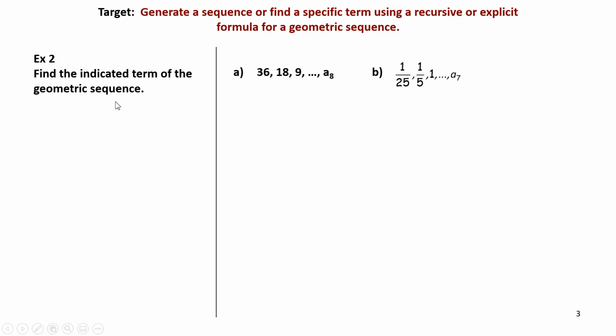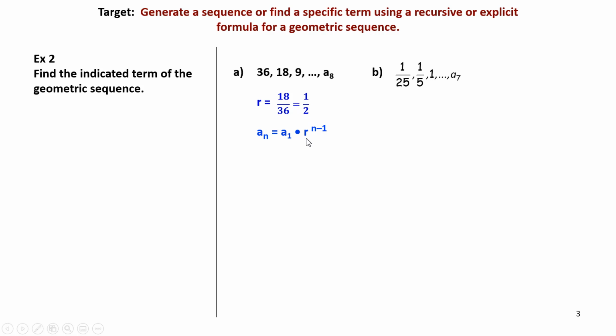All right, find the indicated term of the geometric sequence. Here we go. So this is a sub 1 in the front here. This is a sub 2, a sub 3, and then I'm missing some terms. And then all of a sudden I need a sub 8. So I cannot use a recursive formula, but what I can do is find my r value very easily. All I do is I pick one term in the sequence and I divide it by the term in front. So I did 18 divided by 36 and I got 1/2.